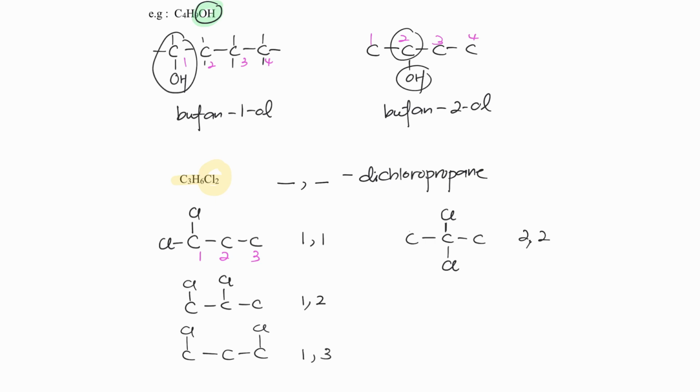So that's all we could have for the positional isomer for this dichloropropane. So in total we will have 1, 2, 3, and 4 positional isomers. So these are the examples for positional isomer.